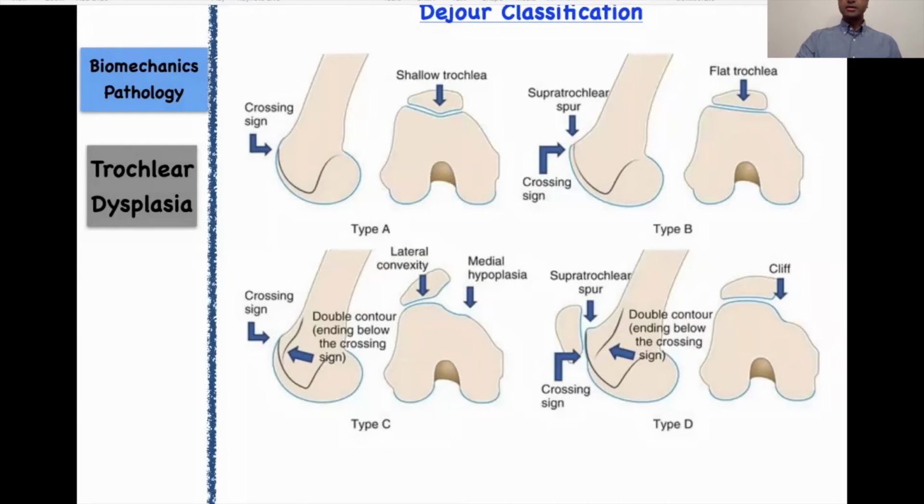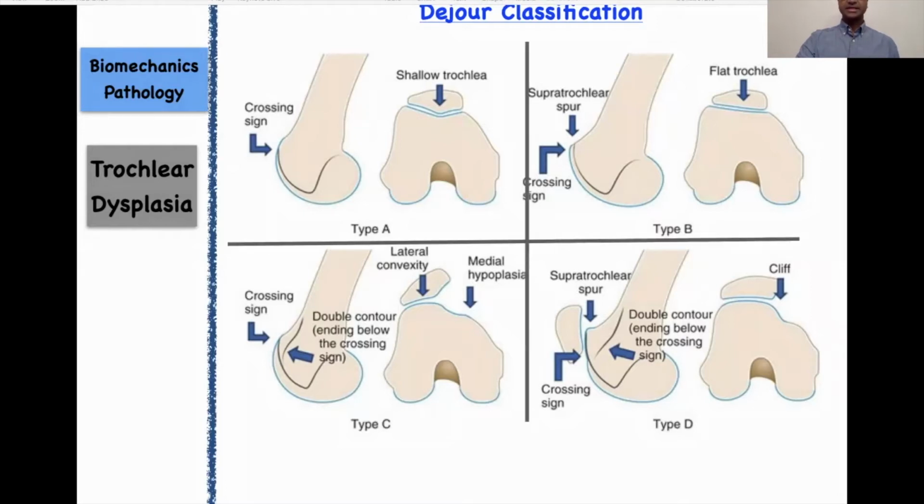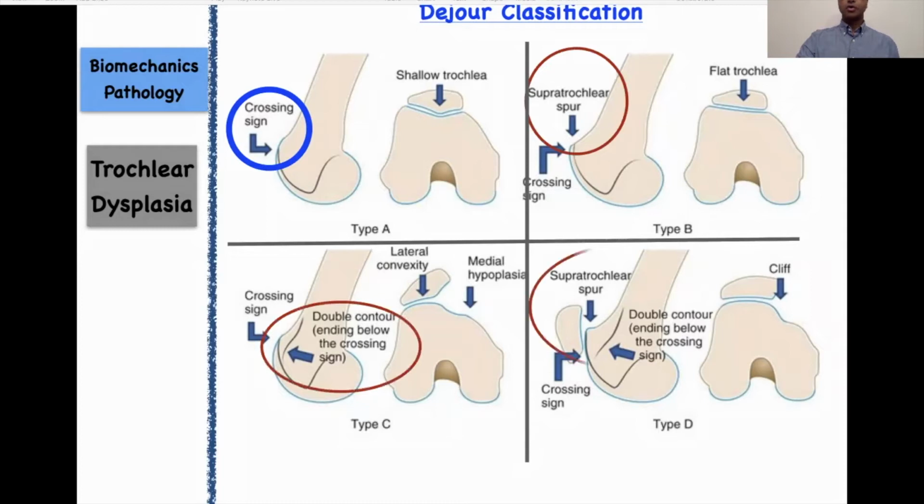In terms of the shape of the trochlea, the Dejour classification is the most commonly used classification to classify trochlear dysplasia, and essentially it is divided into 4 types. Understanding the crossing sign is important because that is abnormal in each type. And then depending on if there is a supratrochlear spur or double contour or both of them, they are divided into A, B, C, and D with increasing severity.